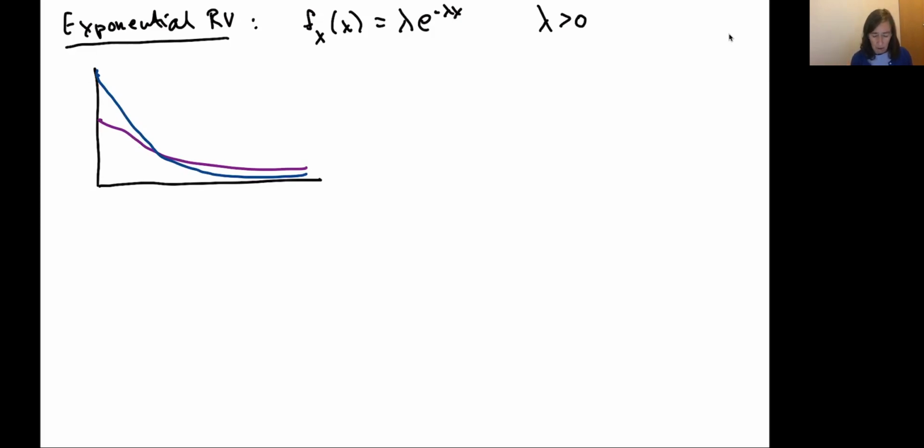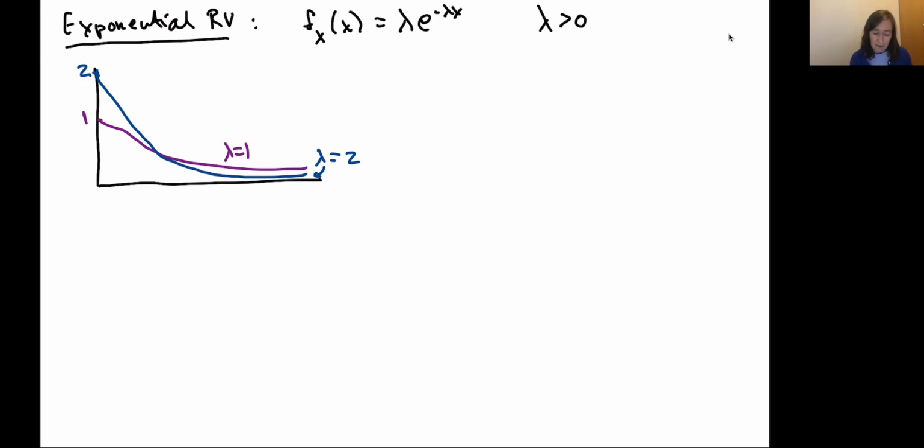Say the blue one here is lambda equals 2. That would be telling us that here the intercept would be 2. And the purple one, lambda equals 1, is telling me that this intercept is 1. And so something you can see here is that the exponential random variable only takes positive values.